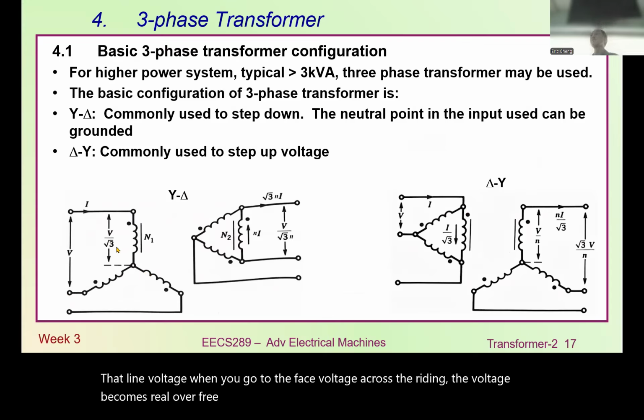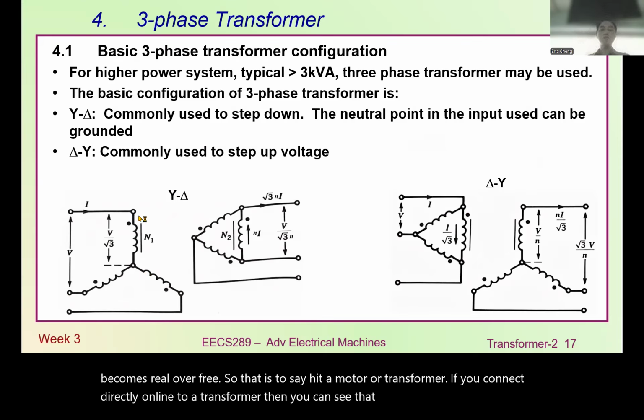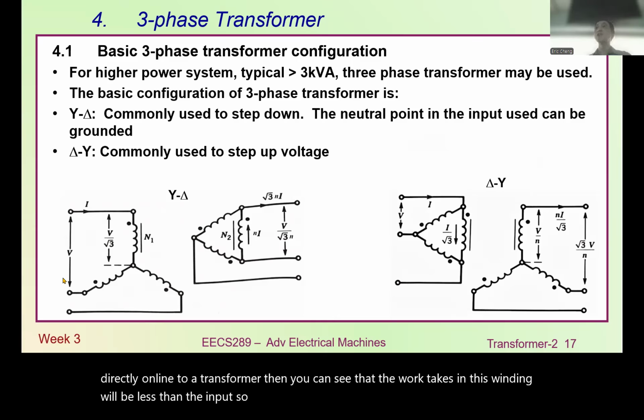So that is to say, if a motor or transformer is connected direct online to a transformer, then you can see that the voltage in this winding will be less than the input. So that means for a direct online motor, the stress will be less.